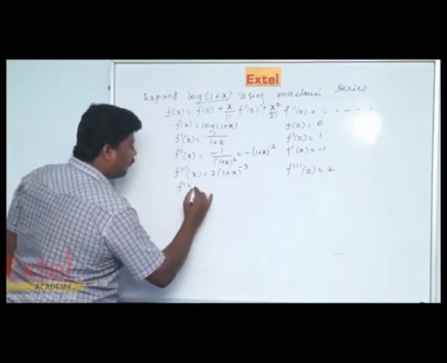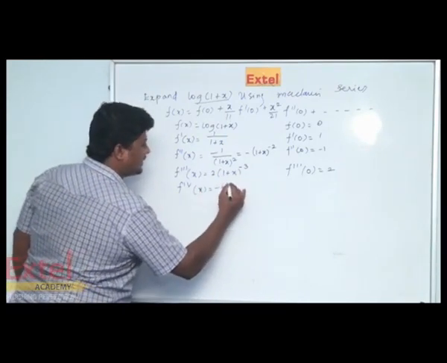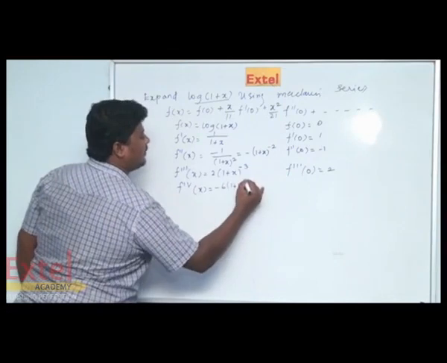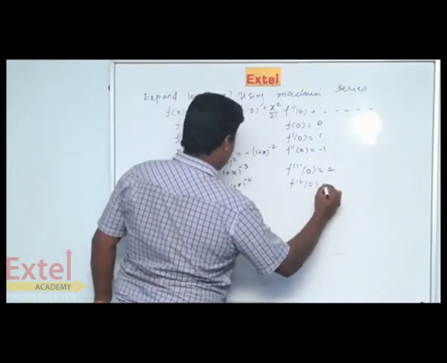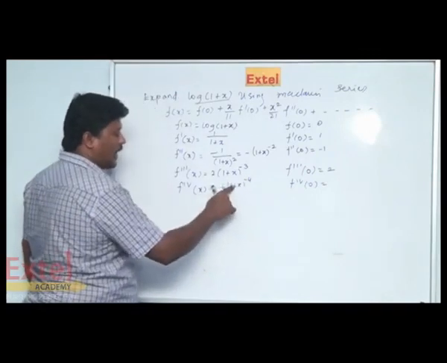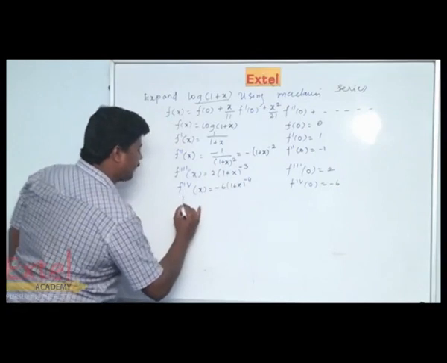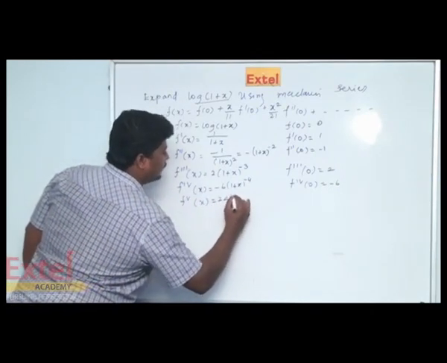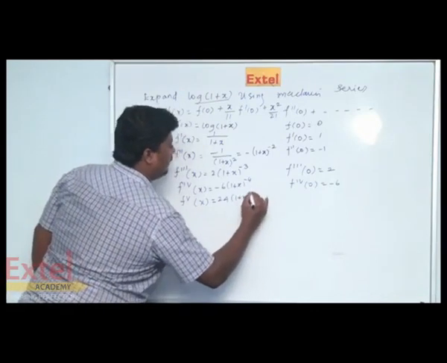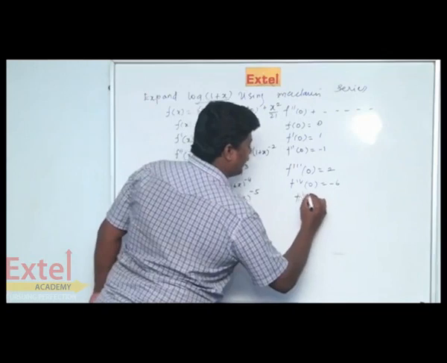Next one, f4 of x. Again we are differentiating: minus 3 times 2 is minus 6, 1 plus x whole power minus 3 minus 1, which is equal to minus 4. f4 of 0, substituting x equal to 0, I'll get minus 6 into 1, which is equal to minus 6. At last you find f5 of x is equal to 24 into 1 plus x whole power minus 5. If you put x equal to 0, 1 into 24, we'll get 24.